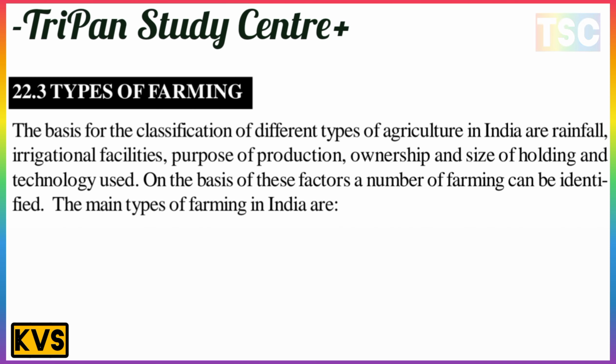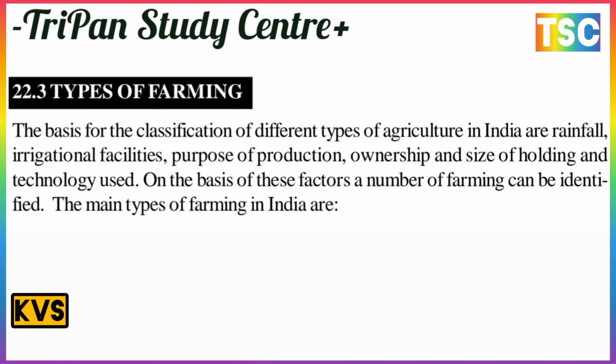The important point: the basis for the classification of different types of agriculture in India are rainfall, irrigation facility, purpose of production and ownership, size of holding, and technology used. On the basis of these factors, a number of farming types can be identified. The main types of farming in India are here.